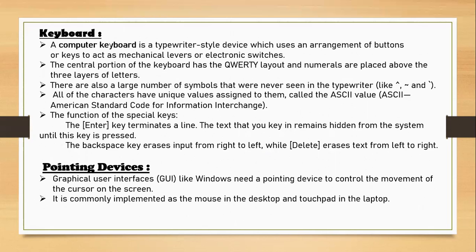QWERTY keyboards are common. Each character on the keyboard has a unique value called the ASCII value. What is the ASCII value of capital letter A? It's 65. Small letter a, 97. Small letter b, 98. It continues. Each character has an ASCII value. I have asked you to remember the ASCII values of characters, because it's important information even for programming purposes also.